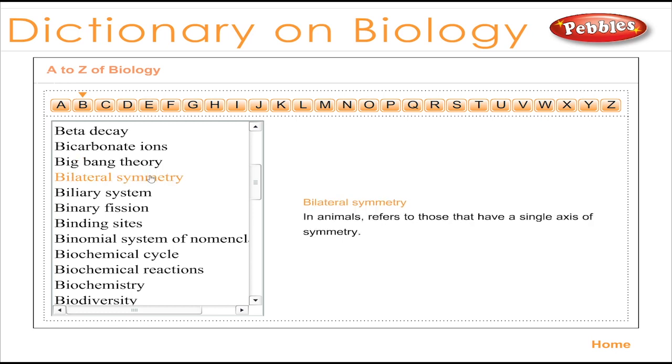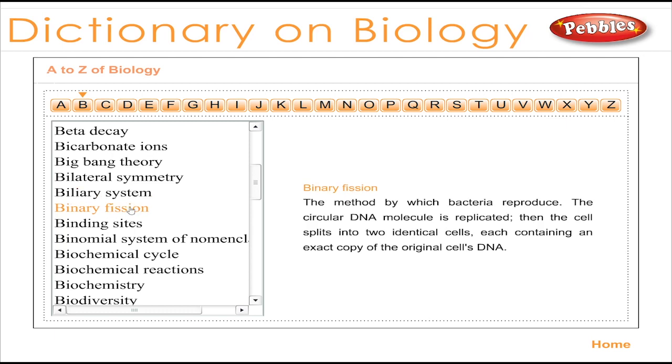Bilateral symmetry, in animals, refers to those that have a single axis of symmetry. Biliary system, the bile-producing system consisting of the liver, gallbladder, and associated ducts. Binary fission, the method by which bacteria reproduce. The circular DNA molecule is replicated. Then the cell splits into 2 identical cells, each containing an exact copy of the original cell's DNA.